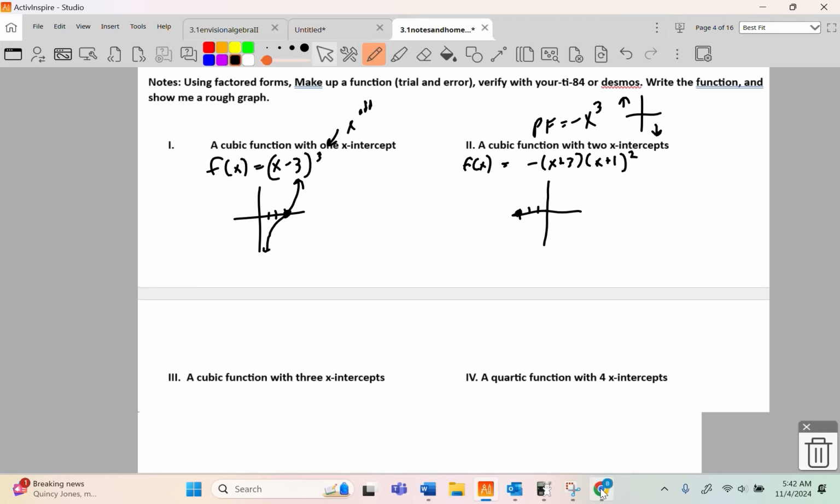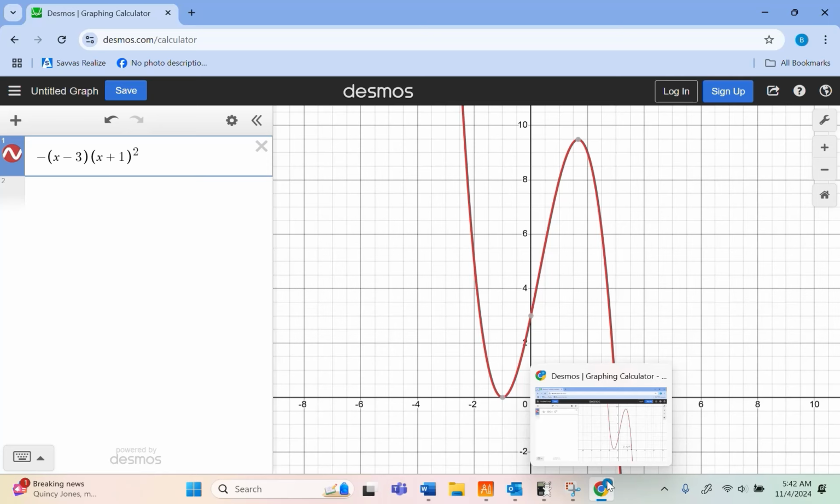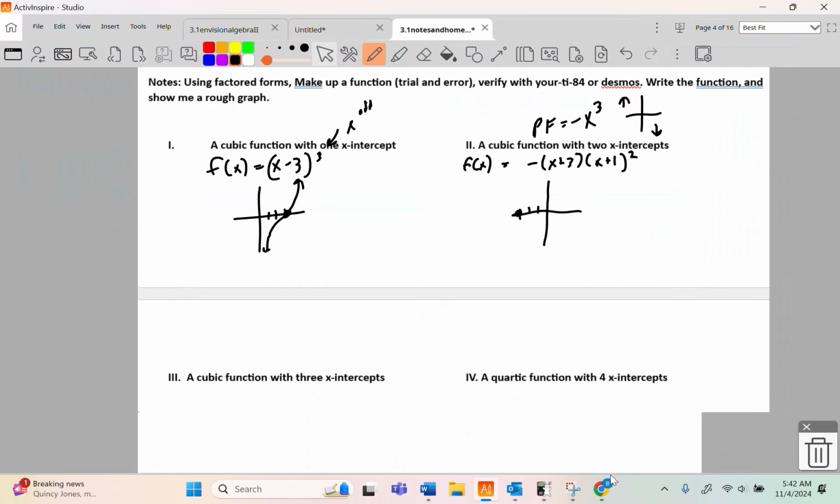Oops, I have a typo somewhere. That was supposed to be a negative symbol, wasn't it? It has intercepts at positive 3 and negative 1. All right, so plus 1 means we have an x-intercept at negative 1, minus 3 at positive 3.